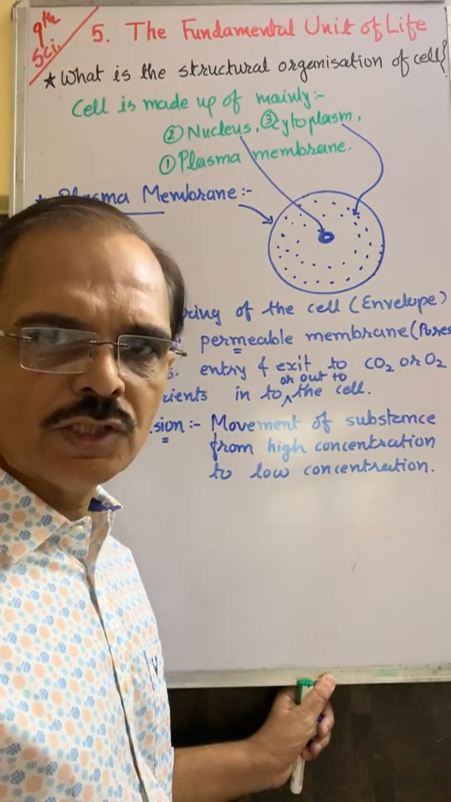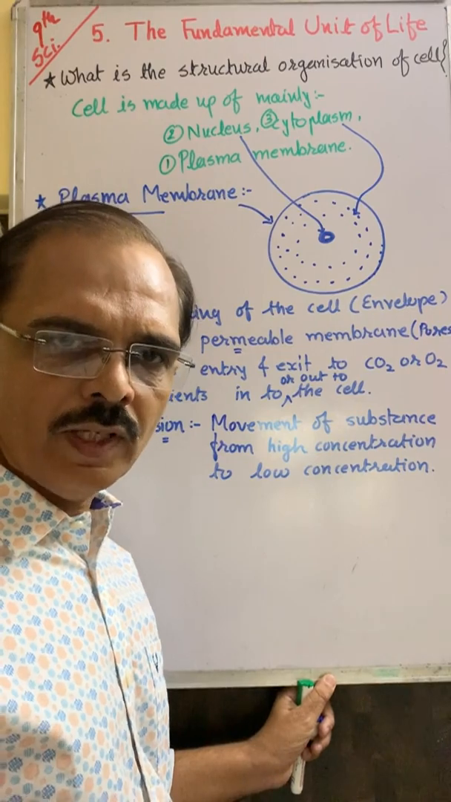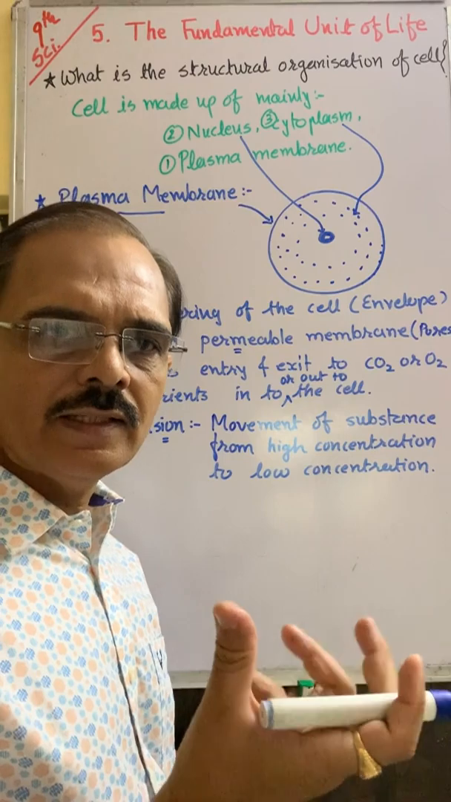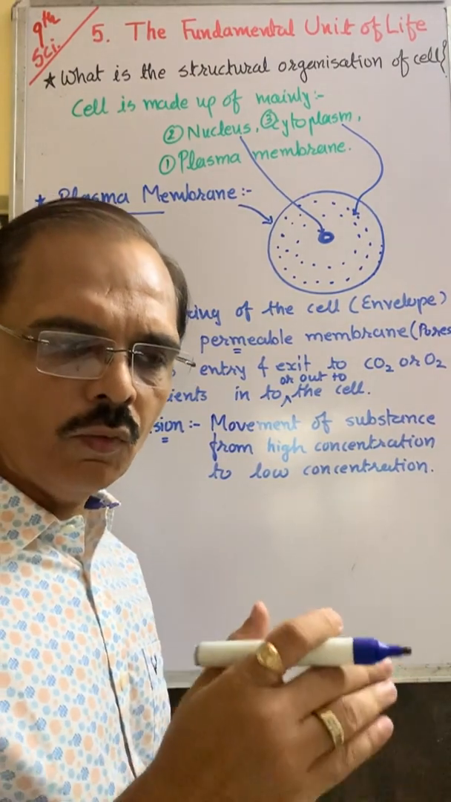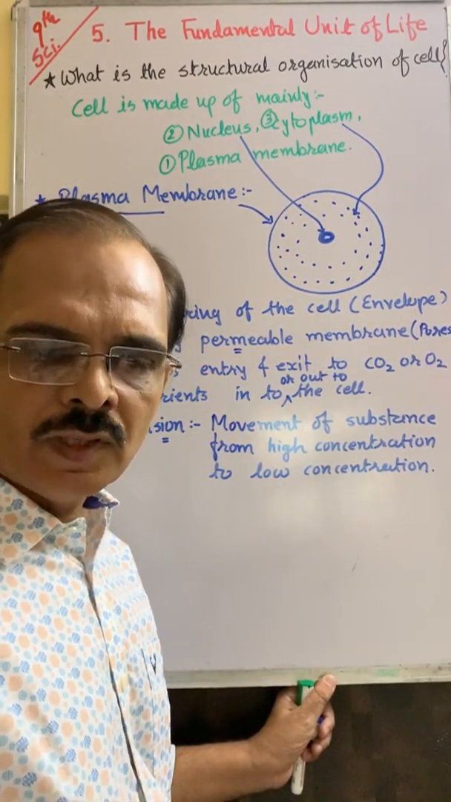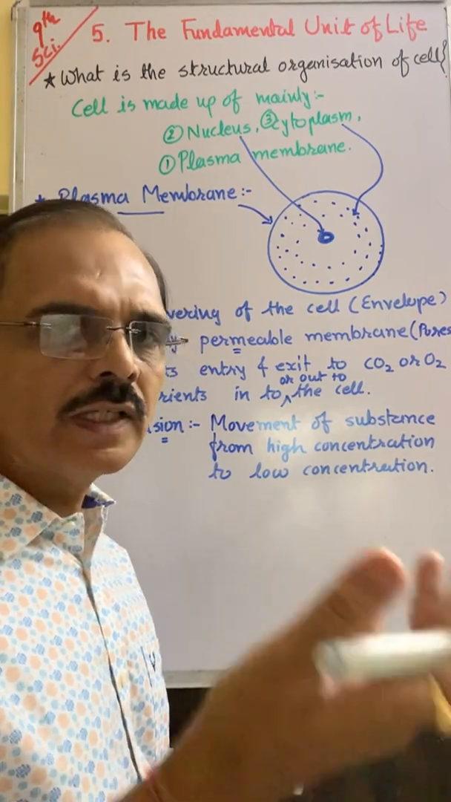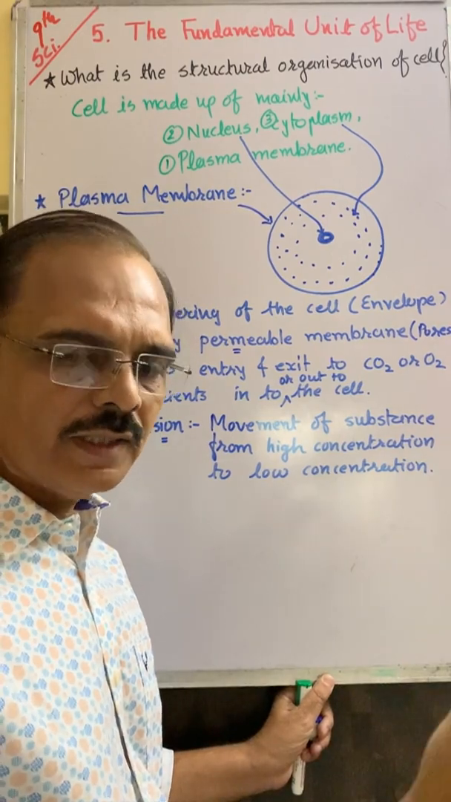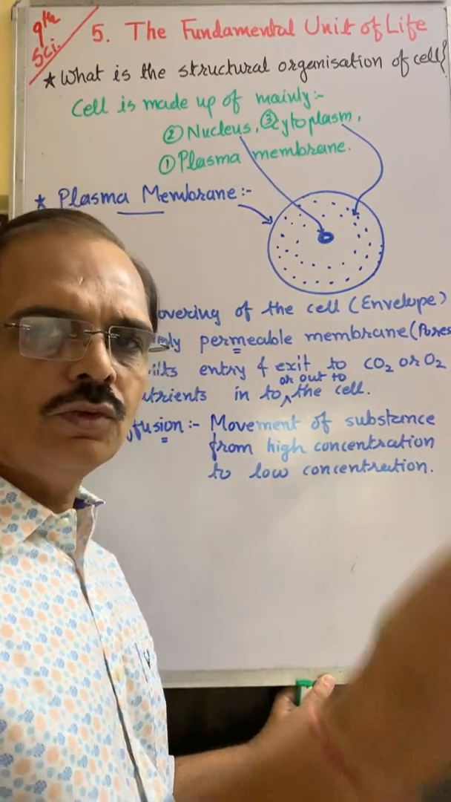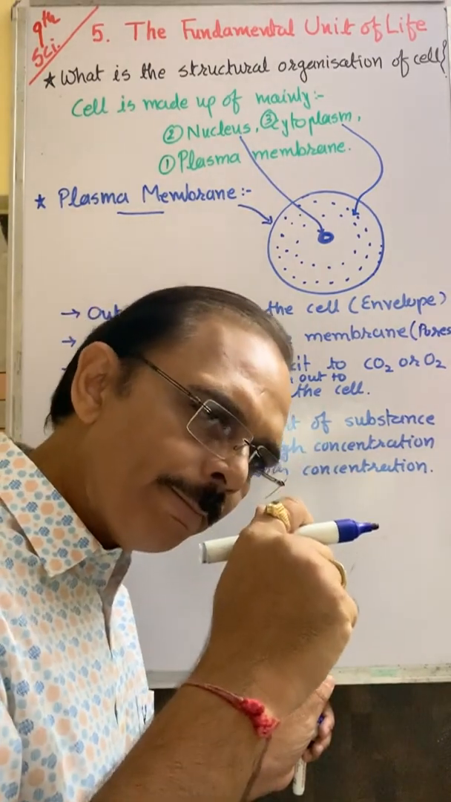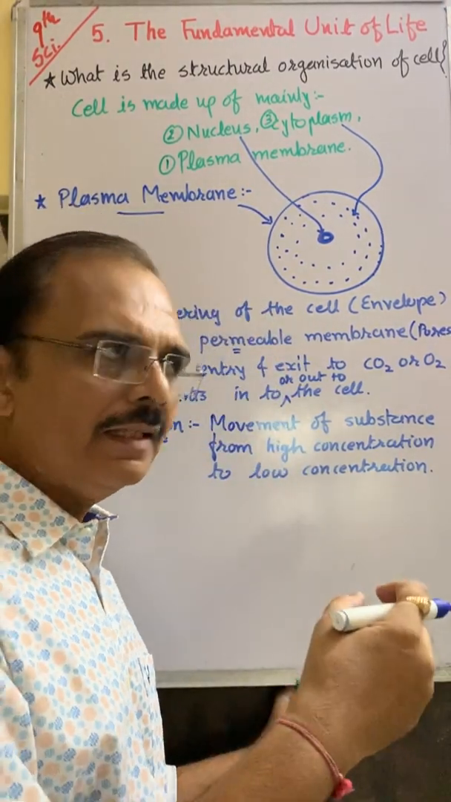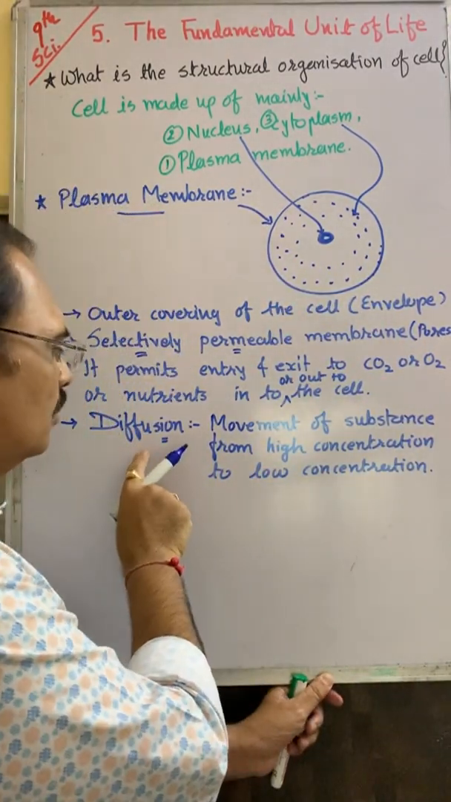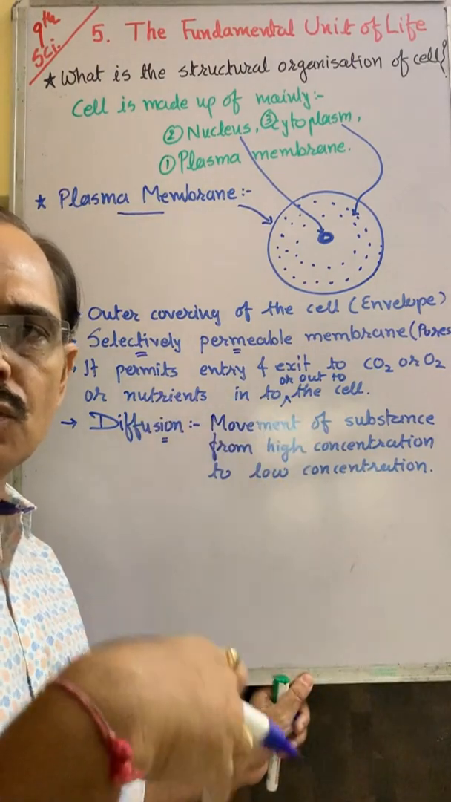Suppose the oxygen level is very low inside the cell, because the cell performs activity and oxygen is used up. So in the cell the oxygen level is low, whereas outside in the blood capillary the oxygen level is high because we continuously respire. So from high concentration, outside in the blood capillary, to low concentration, in the cell, oxygen enters through this permeable membrane, which has pores. This is known as diffusion, from high level to low level.